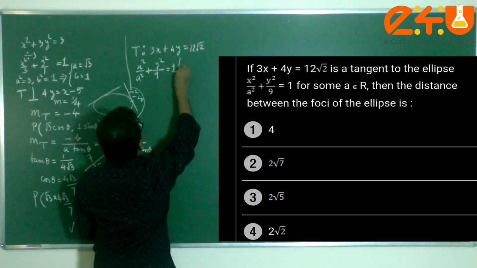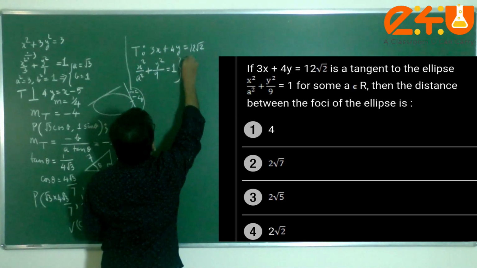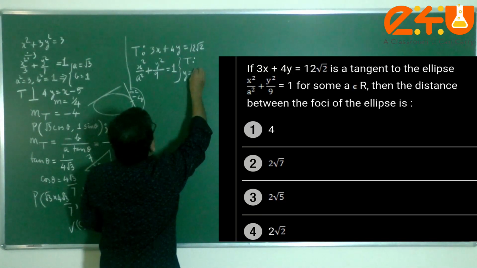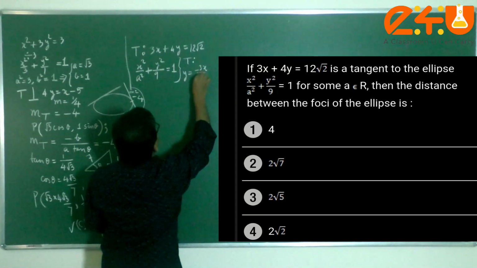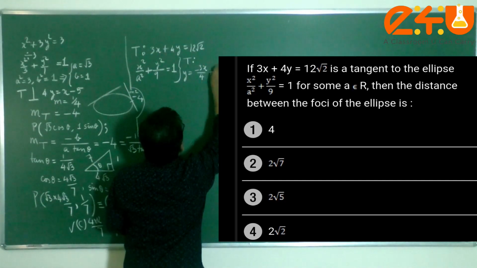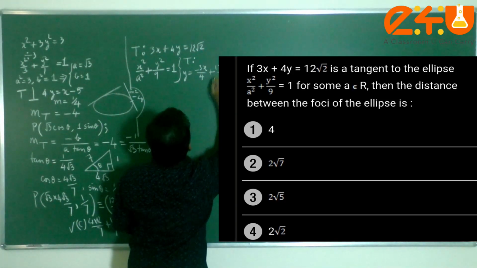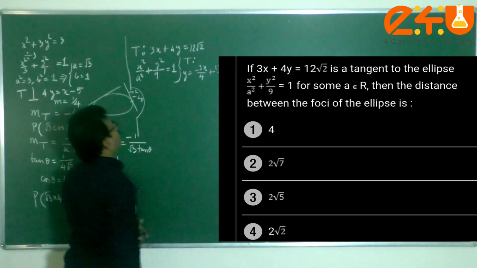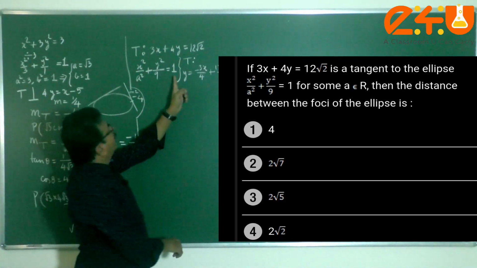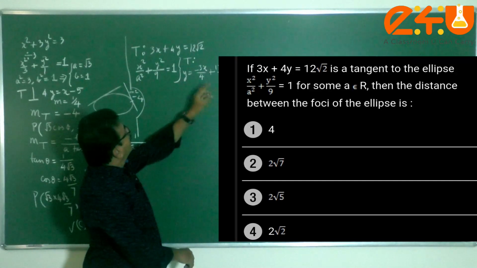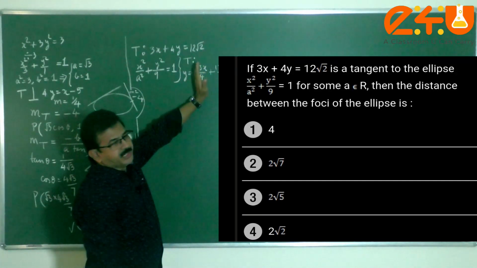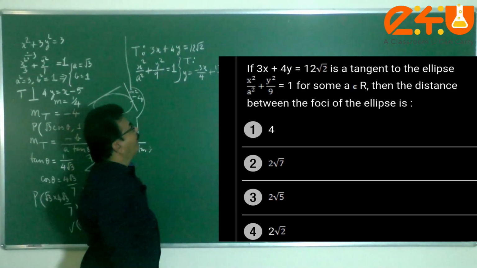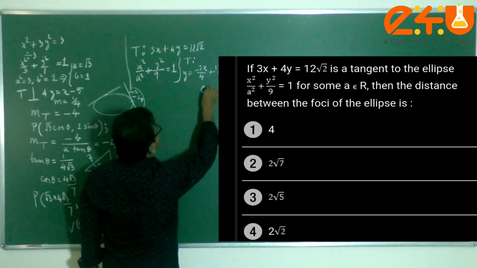And let me write this equation of tangent as y equal to negative 3x by 4 plus 12 root 2 by 4. So 4y equals negative 3x plus 12 root 2. That makes y equal to minus 3 by 4 x, which is the slope, and the y intercept 12 root 2 by 4, which means the y intercept c.